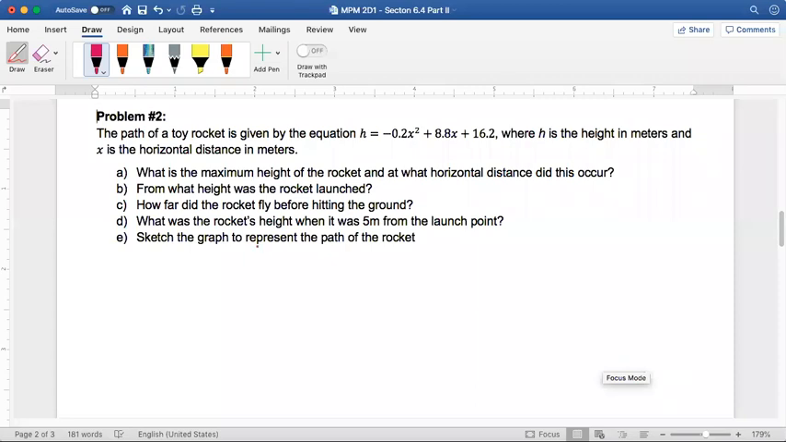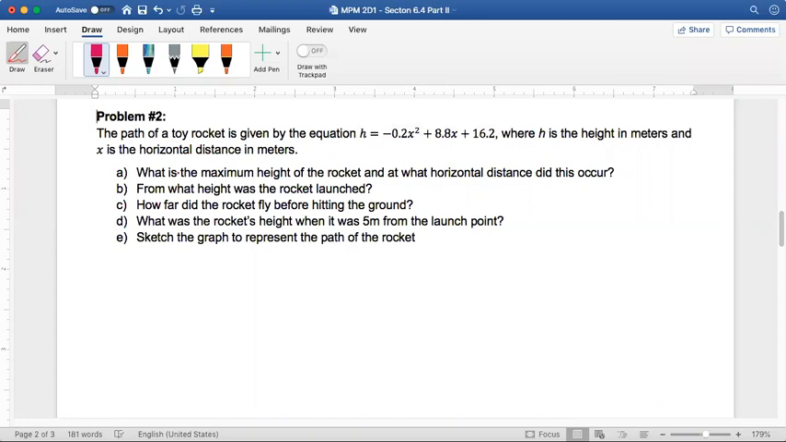Okay, in this second problem here, we have the path of a toy rocket is described by this equation. h is equal to negative 0.2x squared plus 8.8x plus 16.2, where h is the height in meters and x is the horizontal distance in meters. We're asked a couple of questions here.